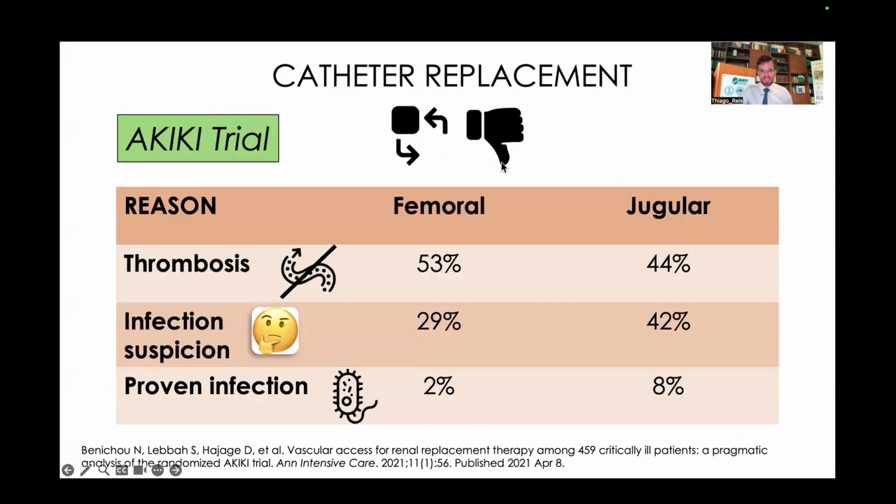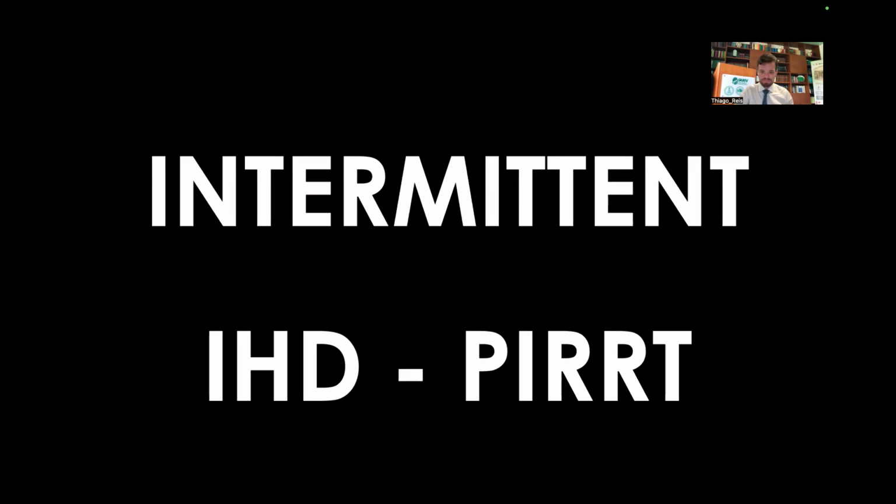And the reasons for replacing catheters in the ICU. This data is from the AKI trial. From the femoral side, 53% of catheters were changed because of thrombosis, 29% due to suspicion of infection, and 2% of indeed proven infection. In the jugular side, 44% of catheters were replaced due to thrombosis, 42% due to suspicion of infection, and 8% because of proven infection.